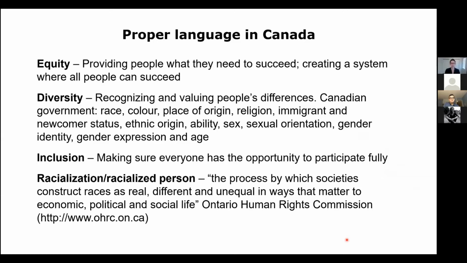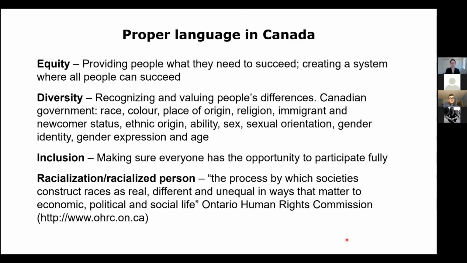So, proper language in Canada. We have EDI, obviously equity, diversity, and inclusion. And I'm just going to put up my definitions so that we're on the same page. Equity is actually a really hard word to define, and if you look in the literature and around on the internet, it's a tricky one to pin down.